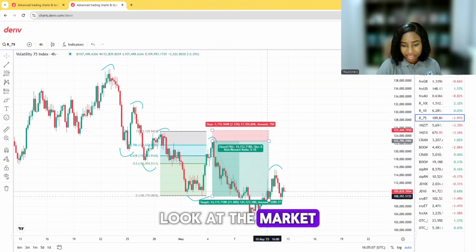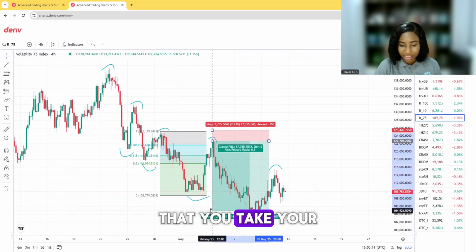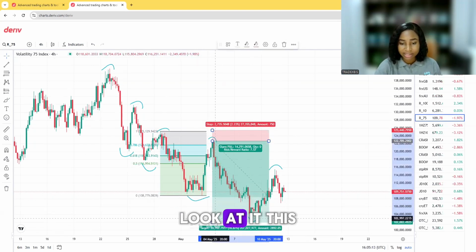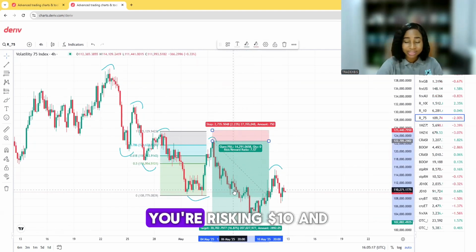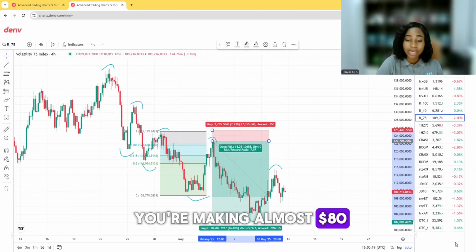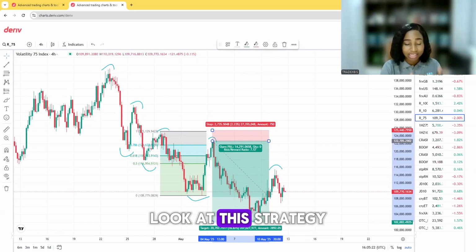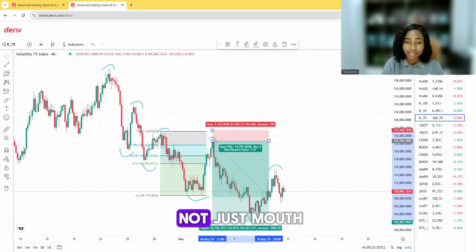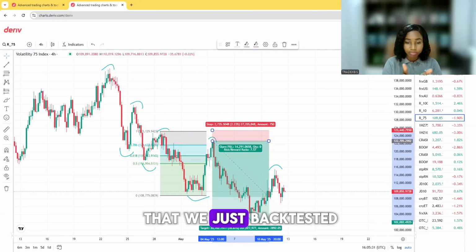Look, the market was even selling. So even if you are a patient trader that takes your trades and waits, look at it. This is what? This is 7.57. You're risking $10 and you're making almost $80 on one trade. That is the beauty of Forex markets. Look at the strategy. It actually works. It's not just mouth, it's not just hype or just theory. It is practical. Now, this is what we just back tested.